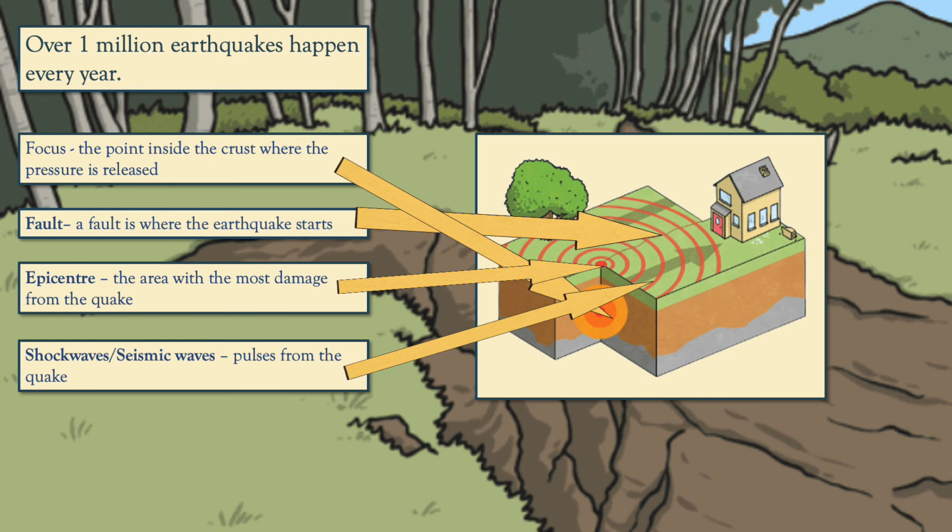And then we have shock waves. These are the pulses which come out from the earthquake. And that's why sometimes you can have damage after the actual earthquake happens. It's from these shock waves that come out and ripple throughout the crust on top.